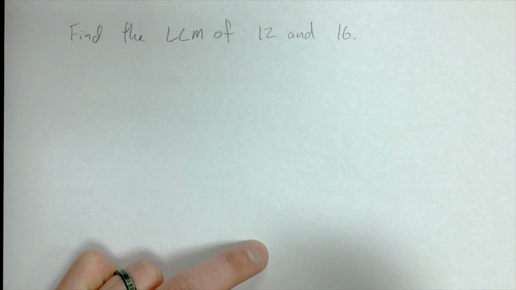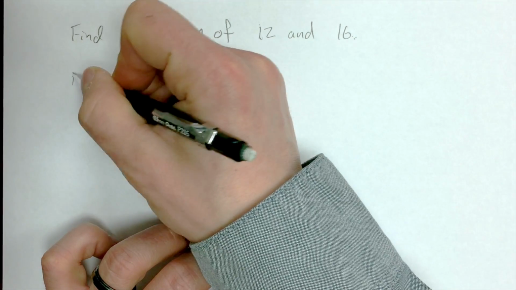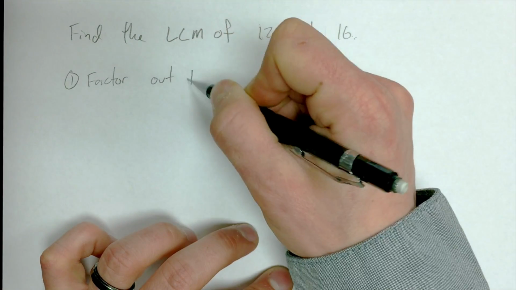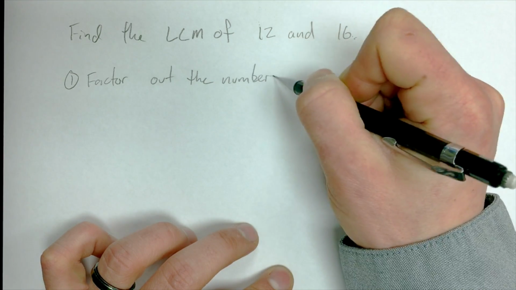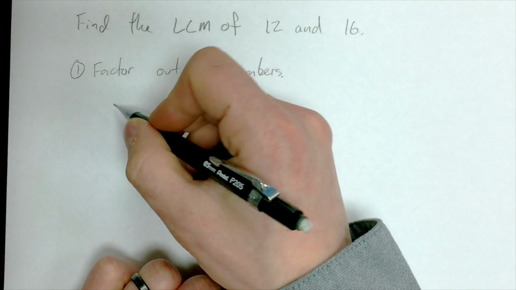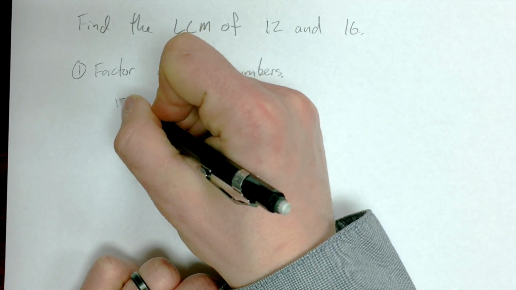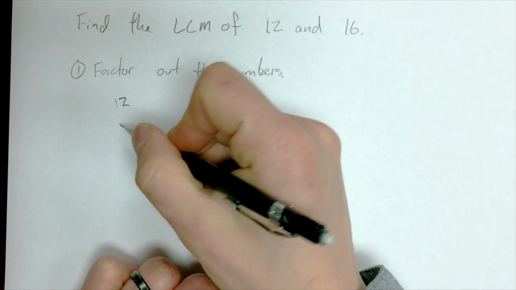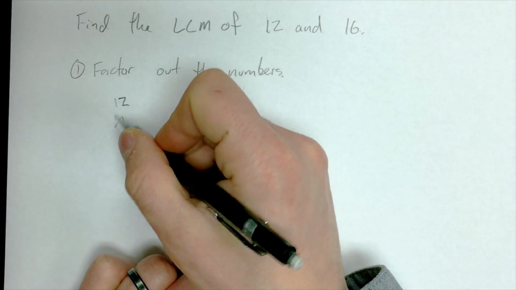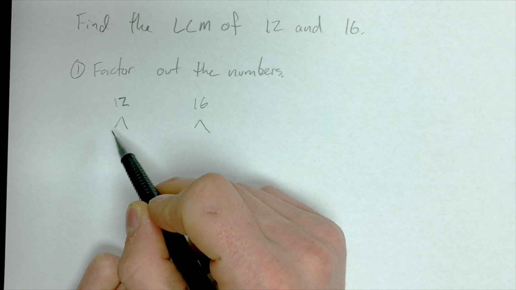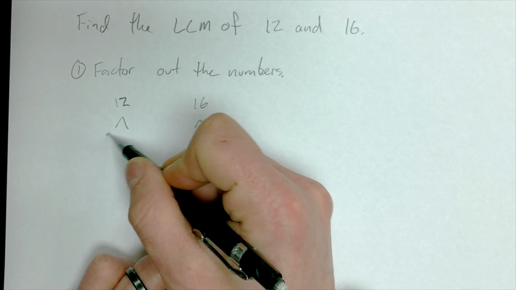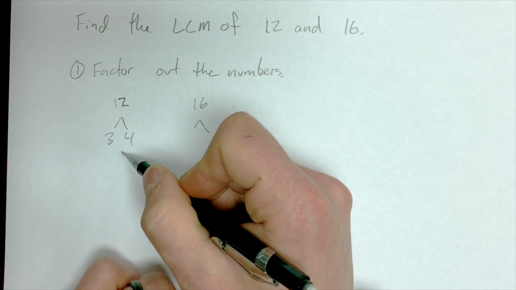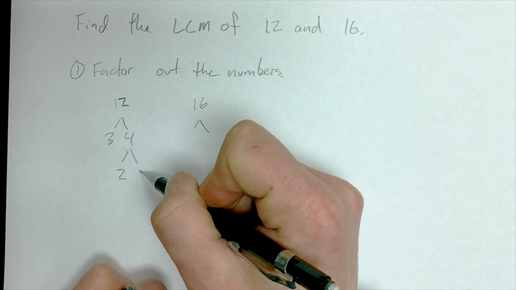Okay, so step number 1 is to factor out the numbers. Okay, so the numbers are 12 and 16, so I'm going to write 12 and 16. Now I'm going to factor these out, and I'm going to say 12 can be broken down into what? What multiplied by what equals 12? I'm going to say 3 and 4. 6 and 2 would also work, okay? And then 4 can be broken down into 2 and 2 again.